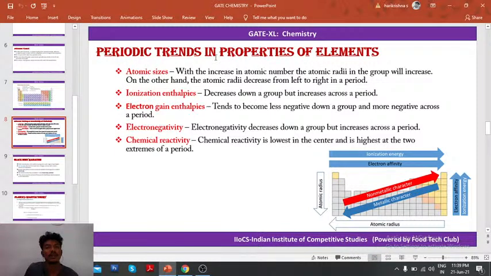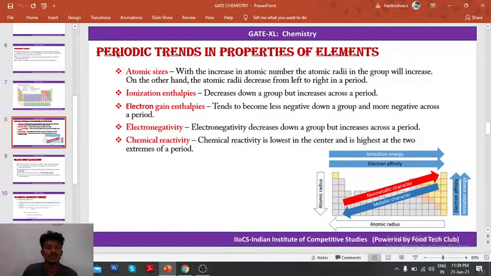Then here you can see the periodic trends in properties of elements. What are the periodic trends? Here this is the model of a periodic table. As you can see, the atomic radius increases down the group, that is, if we move down, the atomic radius of elements is increasing. When we move across a row, the atomic radius increases from right to left. Like that, ionization enthalpy increases from left to right. Electron affinity also increases from left to right until it reaches the noble gases. And electron affinity and ionization enthalpy increase in a group from bottom to top.